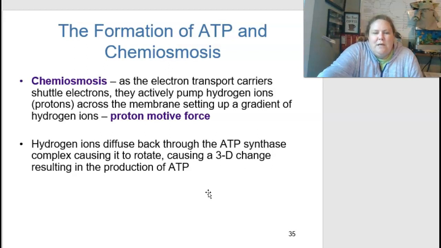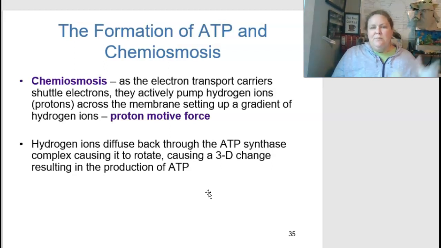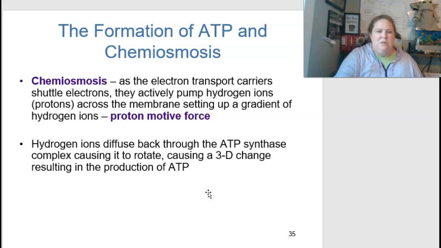So then what about the formation of ATP and chemiosmosis? Well, what is chemiosmosis? As the electron transport carriers shuttle electrons, they actively pump hydrogen ions, or protons, across that membrane, setting up the gradient of hydrogen ions. This is the proton motive force. This is what we just talked about in the previous slide. Then the hydrogen ions diffuse back through the ATP synthase complex, causing it to rotate, and this causes a 3-dimensional change that results in the production of ATP.